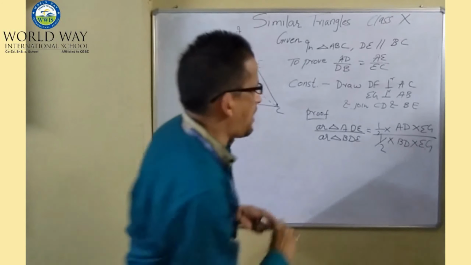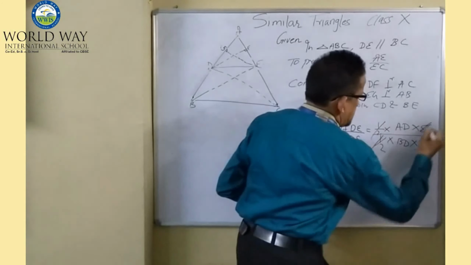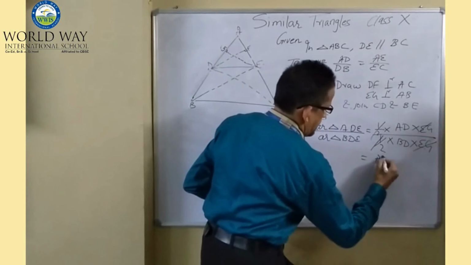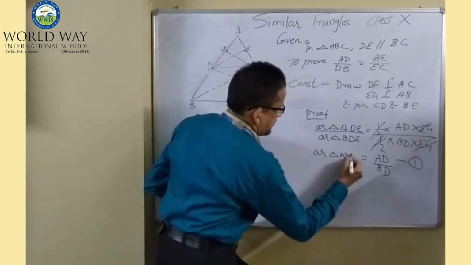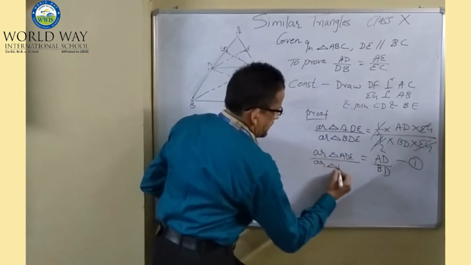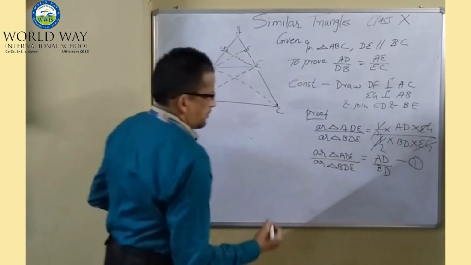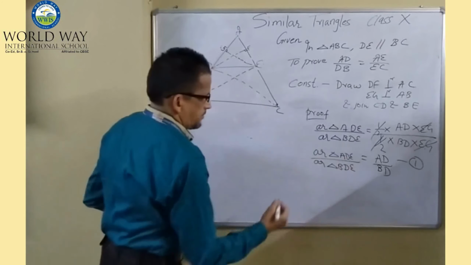So half cancels, EG cancels, and AD upon BD is equation number 1: area of triangle ADE upon area of triangle BDE. Now second, because we want AE and EC, these are the two sides. So again take the ratio of the area of triangle ADE and area of triangle CED.